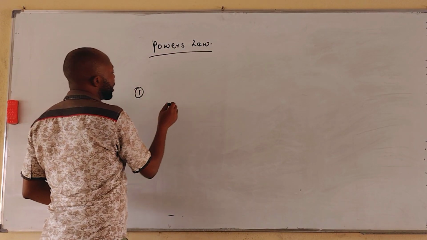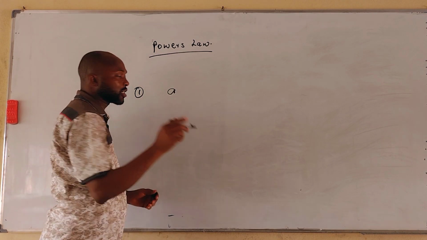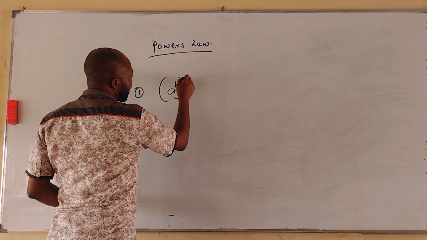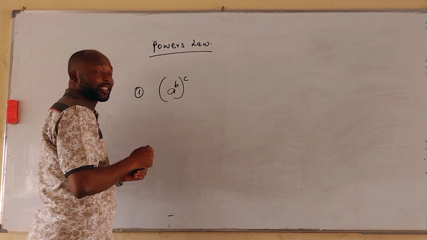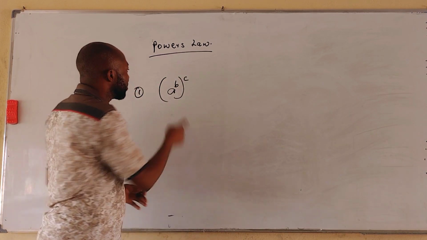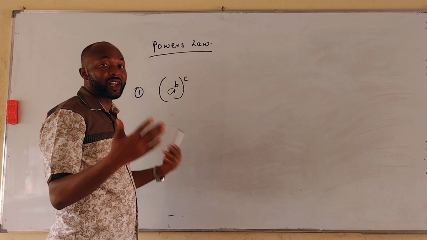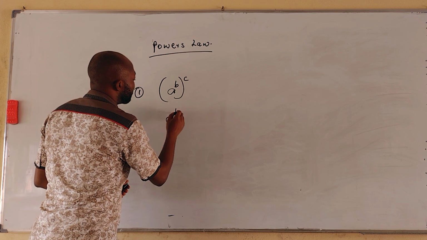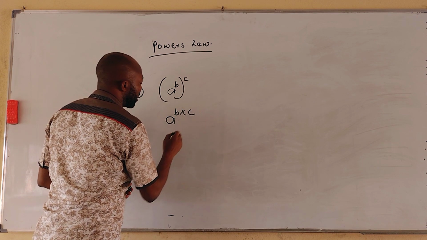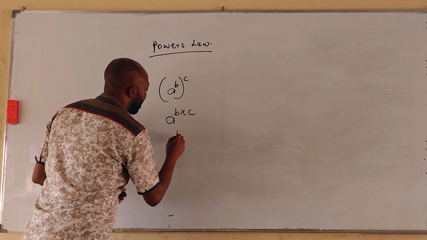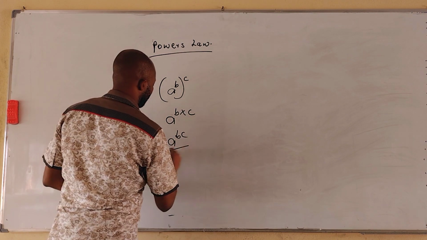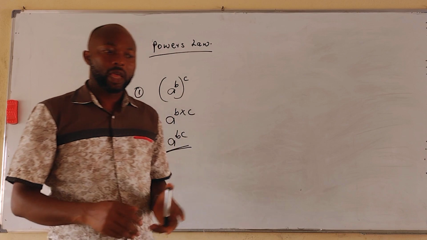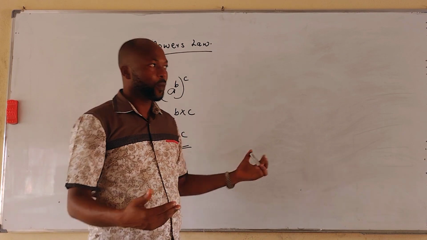Example 1. When the number A is raised to a certain power B, which is again raised to another power C, this number A is said to be in powers, and the powers are multiplied together for the final result. So this becomes A raised to the power B times C. This is A raised to the power BC. This is our first example. Let's see what we can do further.